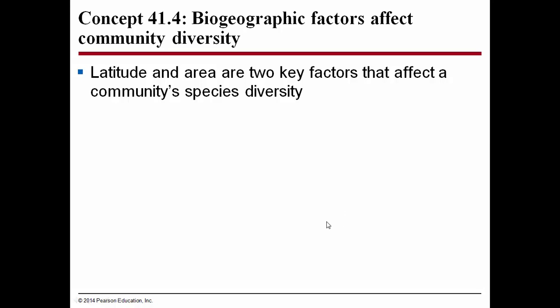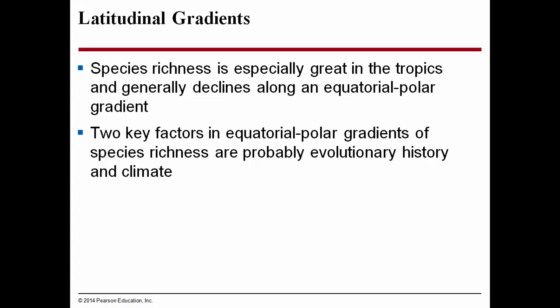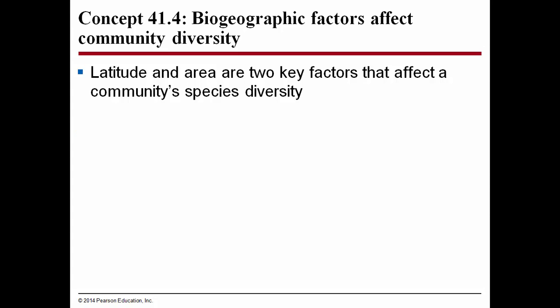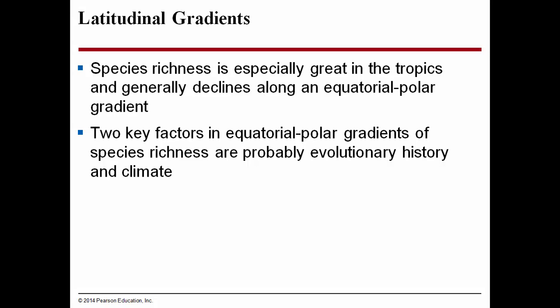Okay, biogeographic factors affect community diversity. Latitude and area are two factors that affect community species diversity. We kind of know this intuitively from studying biomes recently. Species richness is especially great in the tropics and generally declines along an equatorial-polar gradient.